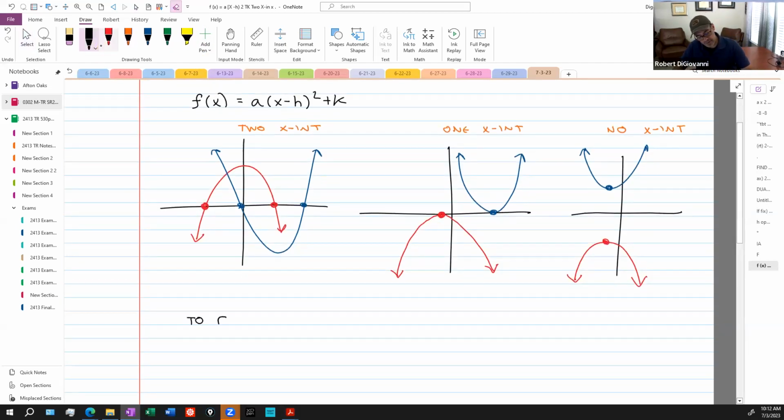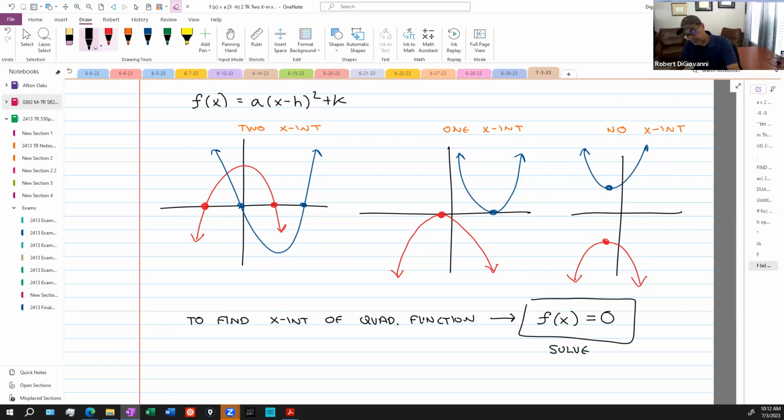So to find the x-intercepts of a quadratic function, all we do is take the function and set it equal to zero. That's it. All we're trying to do is figure out when that function spits out zero. Which means we have to solve a quadratic equation, which is why we just spent the last day or so learning how to solve quadratic equations, so that when we get to a quadratic function, we can figure out where it hits the x-axis.